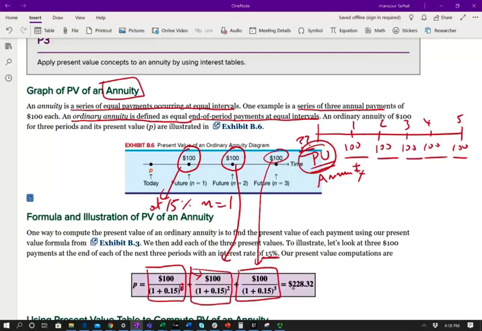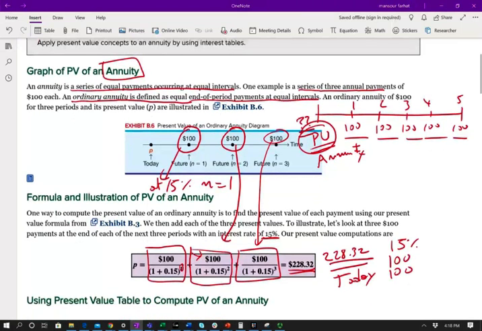What does that mean? It means if you put away $228.32 today, if you invest this money today in an investment that's going to pay you 15%, you can withdraw $100, $100, $100, year one, year two, and year three.